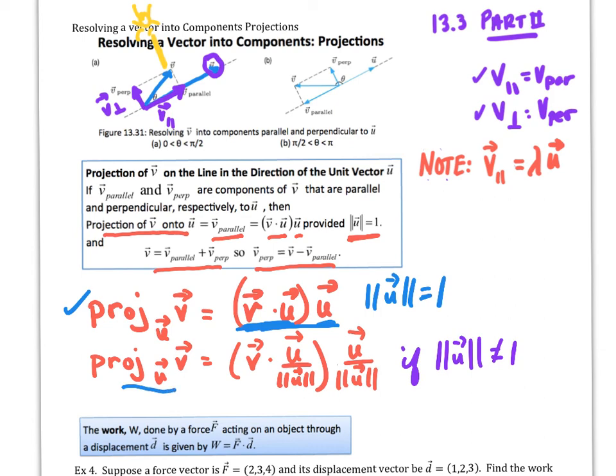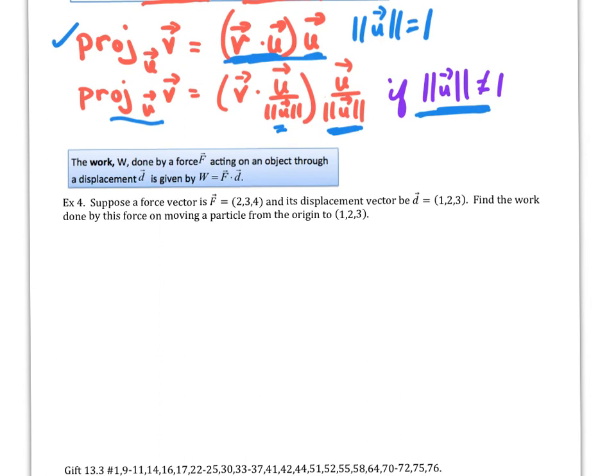Then if I want to do it a different way, if the magnitude of U is not equal to 1, I just have to go ahead and divide by the magnitude of U for both of those, so that the magnitude of whatever I have here, this thing, is going to be 1. So that's two formulas that you can look at for the projection work, and we'll try some of that in class. Now the last piece would be the work.